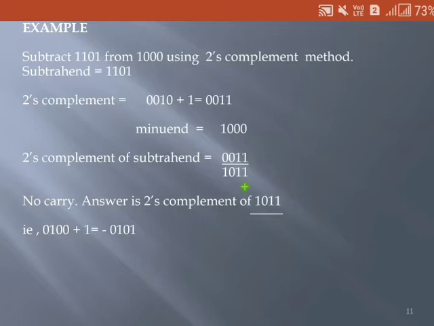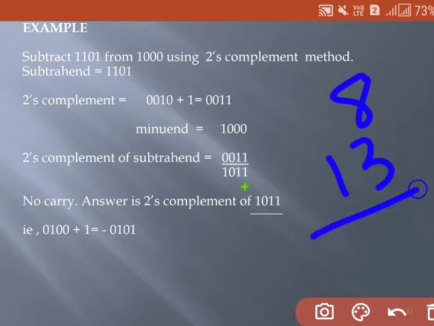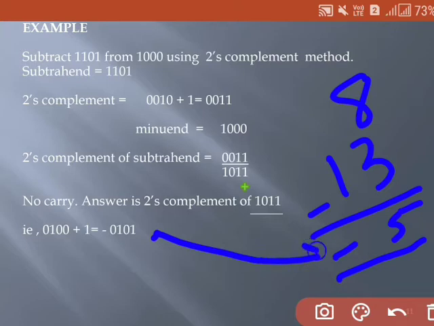So 1000 means 8. This is the minuend. 1101 is the subtrahend, which is nothing but 13. If you are doing the subtraction operation between these two, what will you get? You will get minus 5, which is the binary equivalent of minus 0101, that is minus 5.